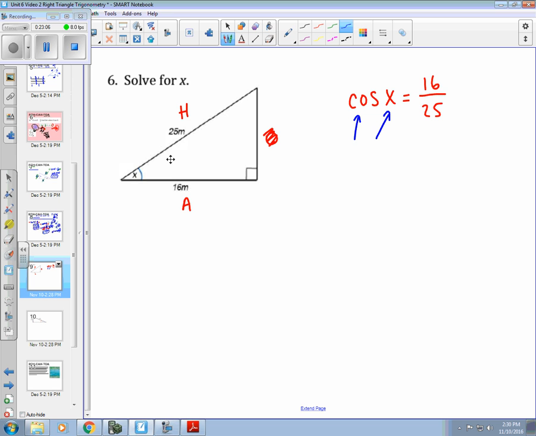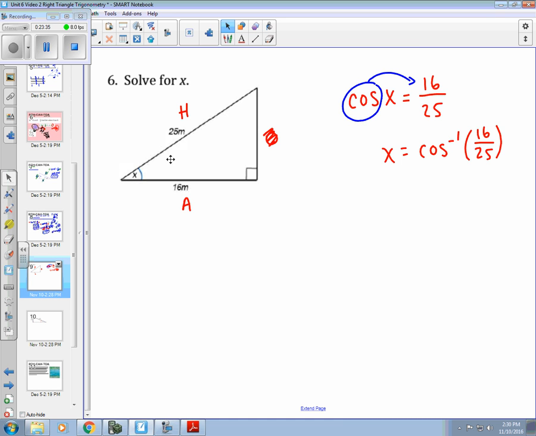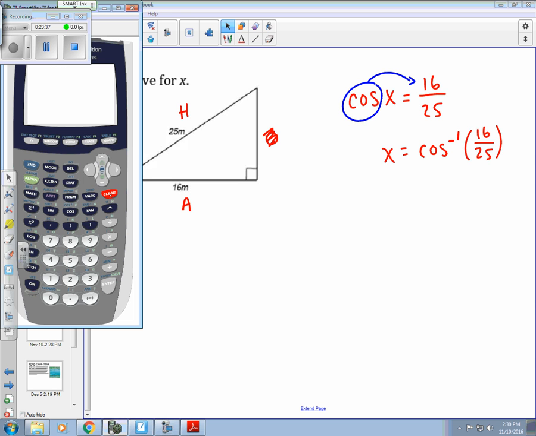How do we get rid of the cosine? Well, cosine's not something we can divide by. Cosine's a function, so we got to do the inverse function of that. And the inverse function of cosine is to make it what's called an inverse cosine. So to move this to the other side, it becomes cosine inverse, which in math they write as cosine with a little -1 there. It is on your calculator, and it's usually located right by the cosine button itself.